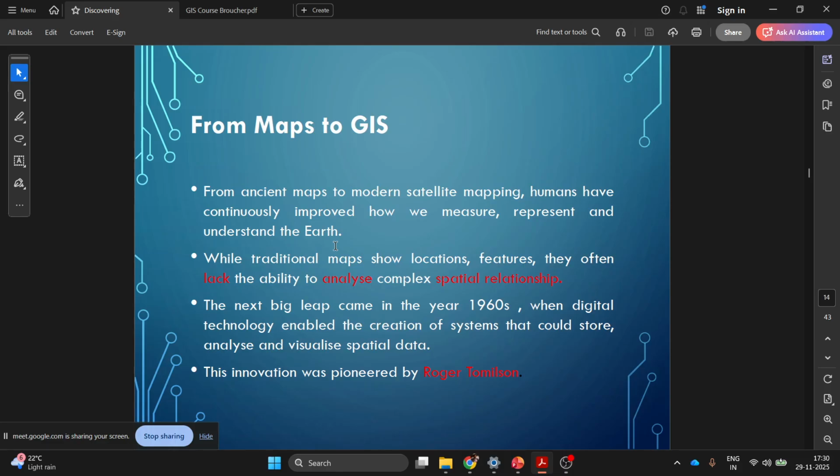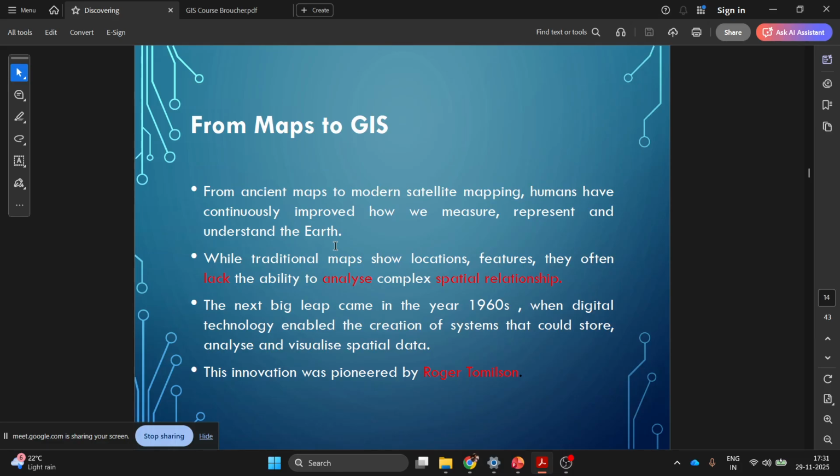But in the case of modern technology, such as smartphones, people are able to store all this data in a particular database. So that is lacking in the former maps, but in the case of developed maps, these limitations are overcome. The next big leap came in the 1960s, when digital technology enabled the creation of a system that could store, analyze, and visualize spatial data.